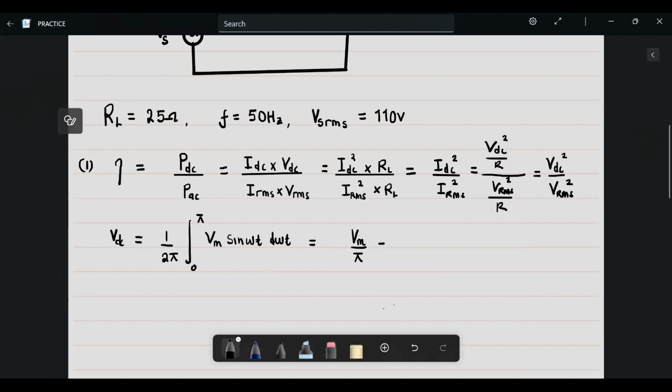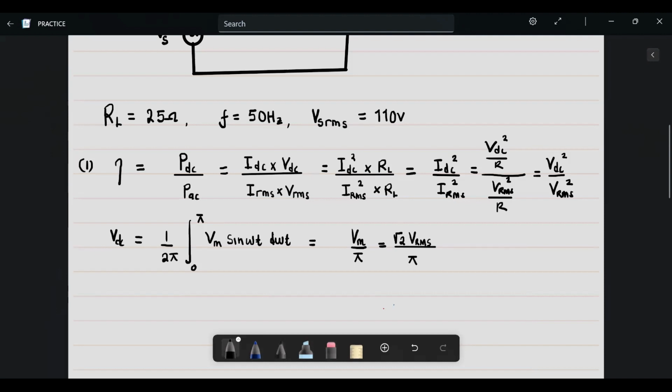Okay, so this Vm is simply the square root of 2 times the RMS voltage, the input RMS voltage, and then divided by pi. This RMS I'm talking about is the input. So the peak voltage is simply the square root of 2 times the RMS voltage. From this, we can find the DC voltage, right? So you can find the VDC. It's very simple since we already have the data of the RMS voltage. Just multiply by √2, divide by pi, and you have the VDC.